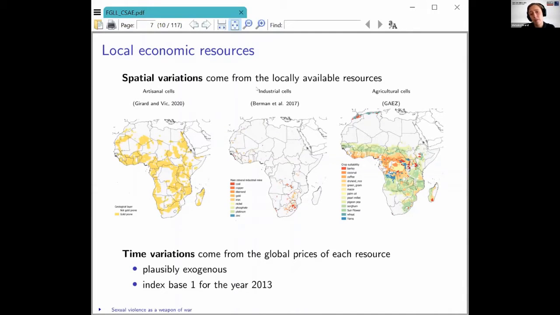For artisanal minerals, we focus on gold because this is the main source of employment in the artisanal sector in Africa. And it's data that I actually collected with the geologist Guillaume. I'm very happy to discuss further later. What this data tells us is, for each cell, whether it lies above a geological layer that is prone to hosting gold that can be mined artisanally. This data was important in this project.